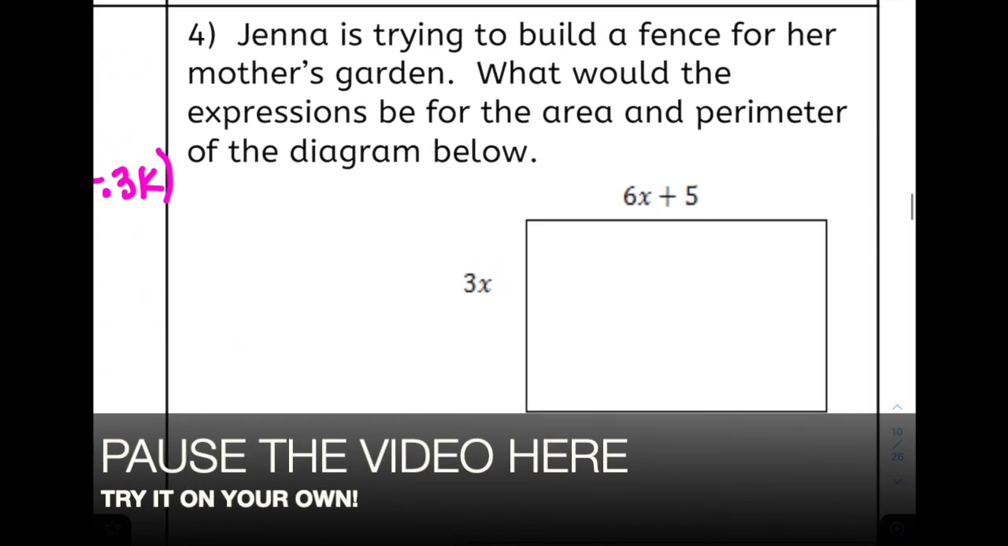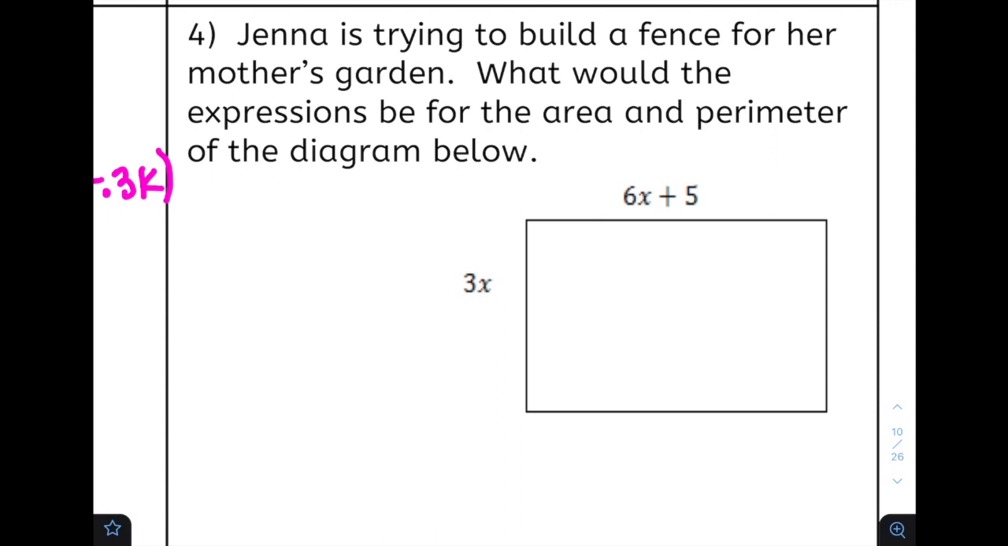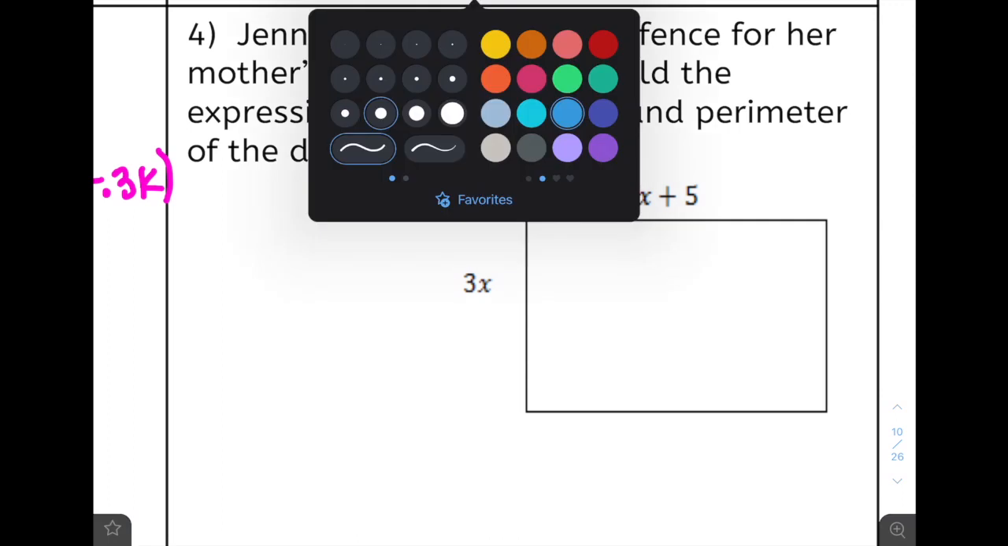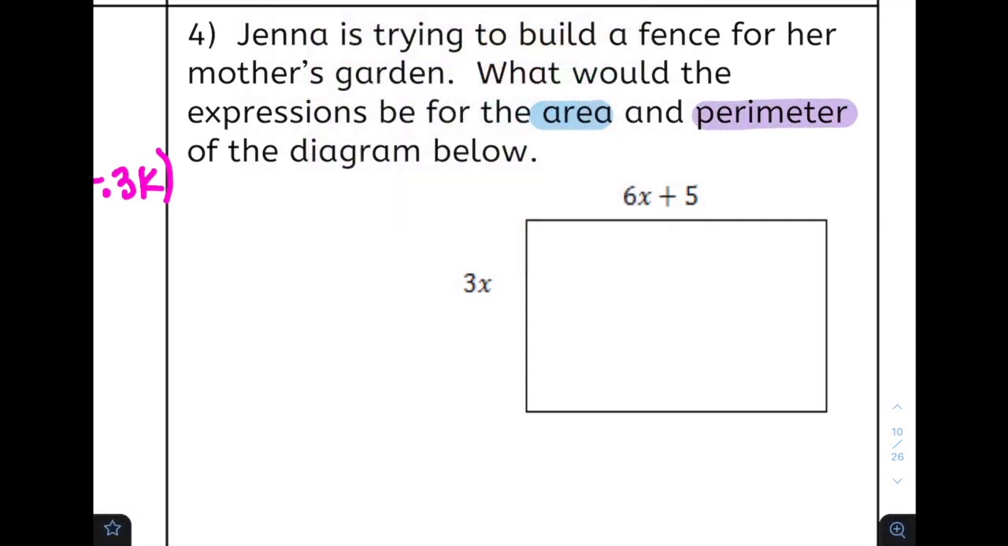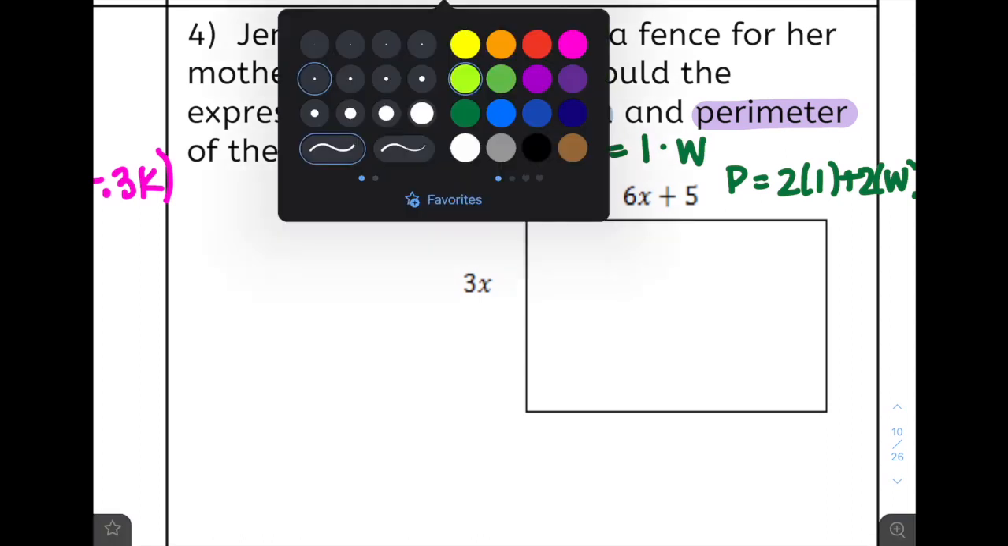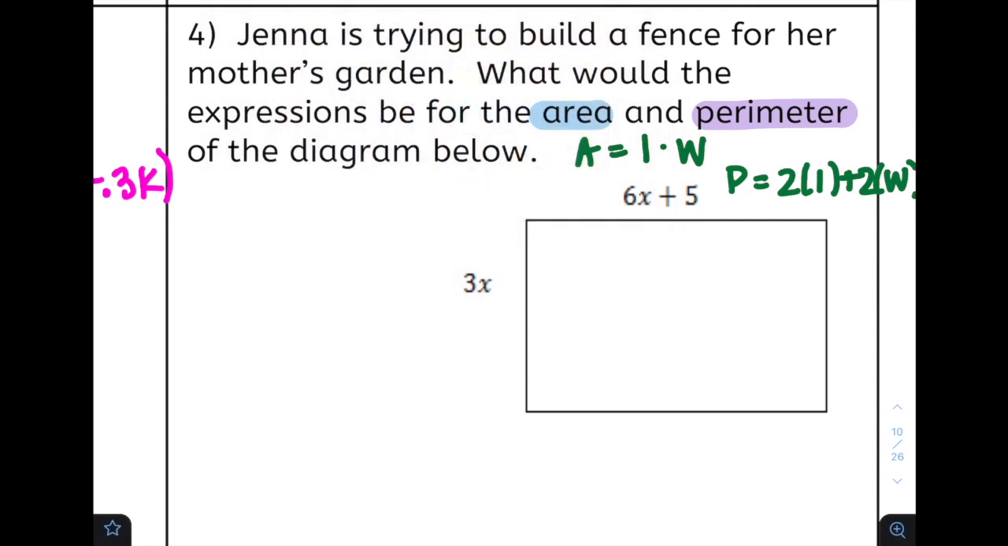For number 4, pause the video, try this one on your own, and then come back and check your answer. So here we're being asked about Jenna. She's trying to build a fence for her mother's garden. What would be the expressions for the area and perimeter? So you're finding two formulas. We know area is length times width. Perimeter is you're adding all the sides. Okay, so those are the formulas that you need to know. We know that one side is 3x, the other one is 6x plus 5.